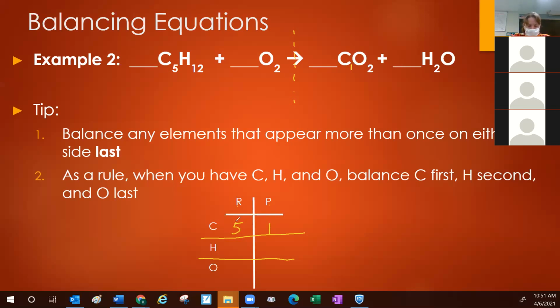Well, my 5 is bigger than my 1. So that means we need a coefficient on the right side. And in order to get 5 carbons, we're going to put a 5 in front of CO2. So that has fixed my carbons. I now have 5 on both sides.